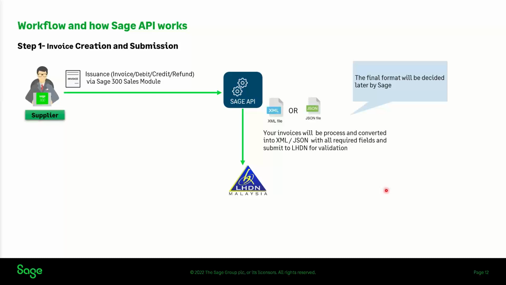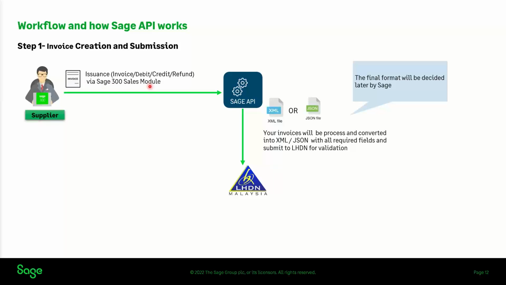Now, we are going to the workflow and how the Sage API actually works. The first step is invoice creation and submission. I want to explain to you how the API works. From your Sage 300 system, you will need to issue an invoice, debit note, credit note, or refund. These 4 types. If you have these 4 types of transactions, you need to issue this transaction via your Sage 300 sales module. It's either the OE or AR module.